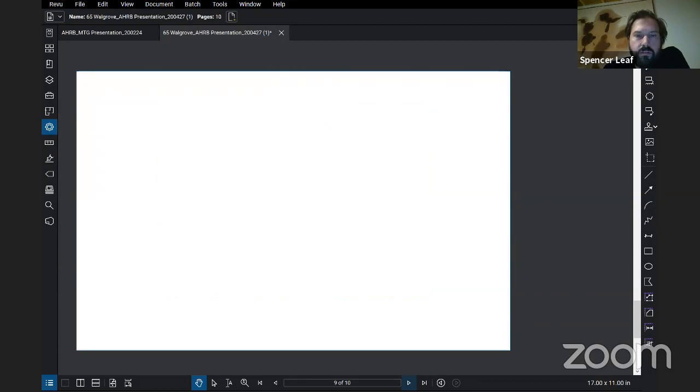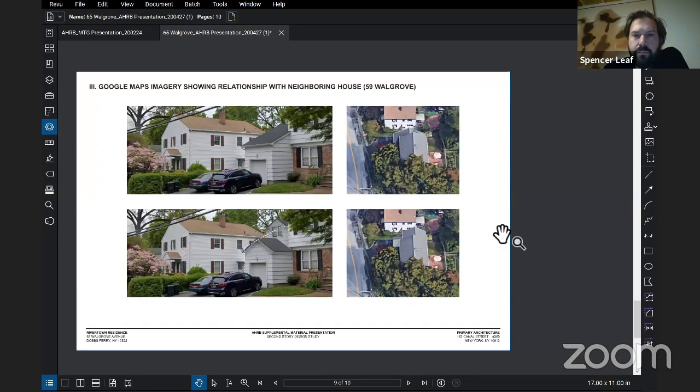We have two more pages here, which are not pages that we presented previously. But I wanted to speak to the relationship of the addition to the property to the north. For those of you who don't remember, the property's on a corner, so the only neighbors are to the north and to the east. The east neighbor is quite far away. There's a vacant lot that's been included in that property between the two. But the proximity to the neighbor to the north, 59 Walgrove, is really the issue at hand.